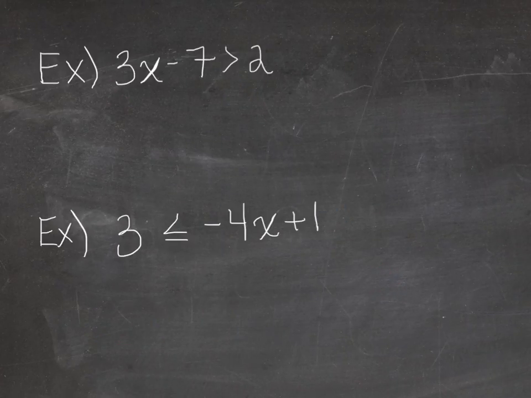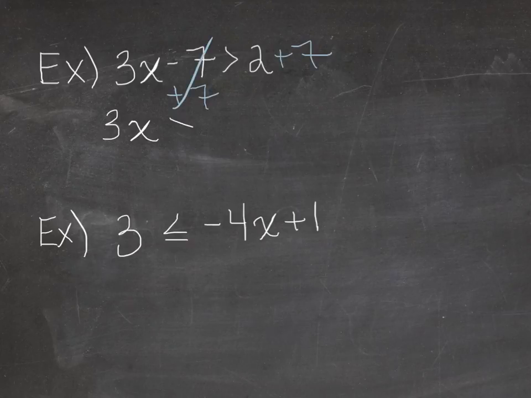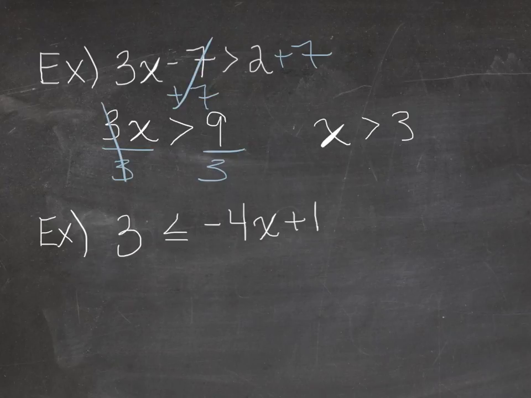So this one, 3x minus 7 is greater than 2. It works almost the same as the one that we just saw. My first step, I need to get rid of this negative 7 on the left-hand side. So I need to add 7 to both sides to cancel it out. I'm left with 3x on the left is greater than 9. Now I divide both sides by 3 to solve for x, and I'm dividing by a positive 3, so it's not going to affect the direction of the inequality. So then my answer is x is greater than 3.